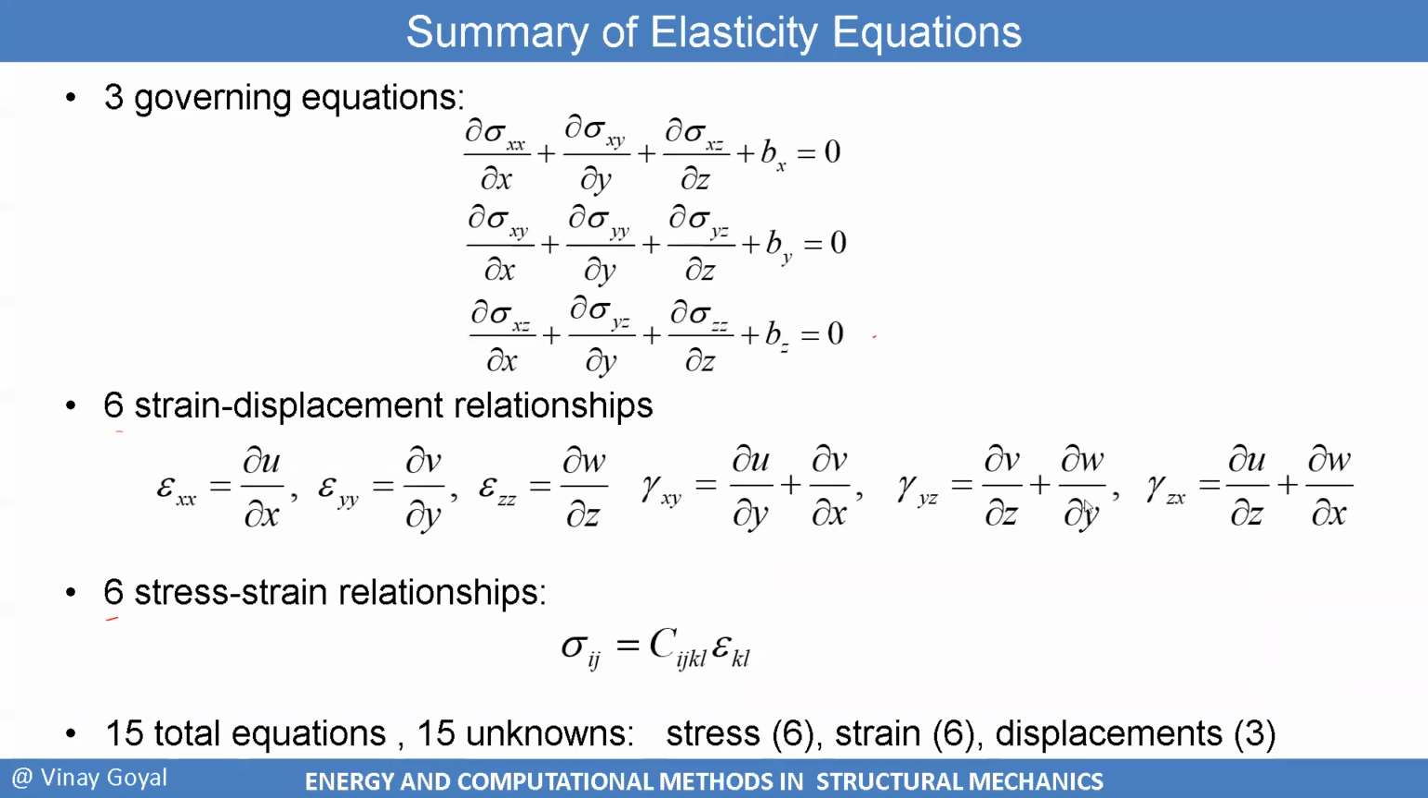We have the three governing equations, the equilibrium equations, then we have the 6 strain-deflection relationships, which relate the strains to the deflections. And then we have the 6 stress-strain relationships, which relate the stresses to the strains through Hooke's law for isotropic material or the fourth order anisotropic tensor. So we have 15 equations, 15 unknowns: 6 stresses, 6 strains, and 3 displacements. That's what we found earlier.